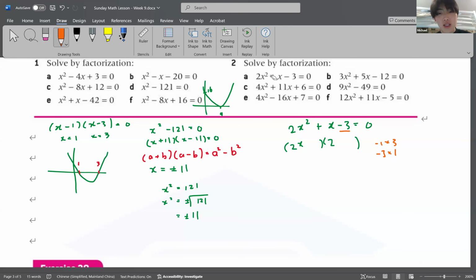But by looking at the middle number, which is plus x, you could think... sorry, wait. This should be x, not 2. Did anyone see that?